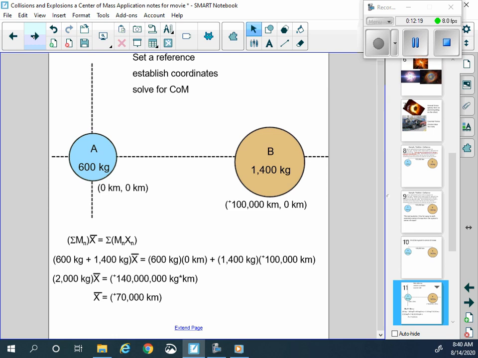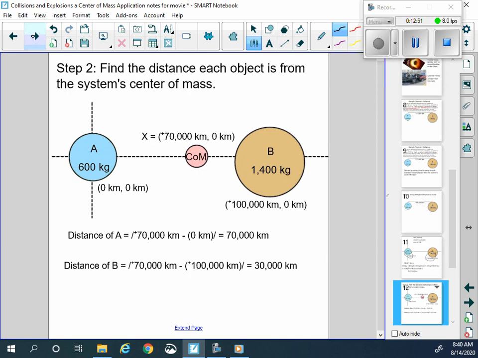I will now just simply find the centers of mass. The total mass of the system is 600 plus 1,400. The 600 times 0 is 0. The 1,400 times 100,000 is a very large number. When I divide that by 2,000, the total mass of the system, I come up with the center of mass being 70,000 kilometers away, I should say away from point A. So the x position of the center of mass is 70,000 kilometers, comma 0.